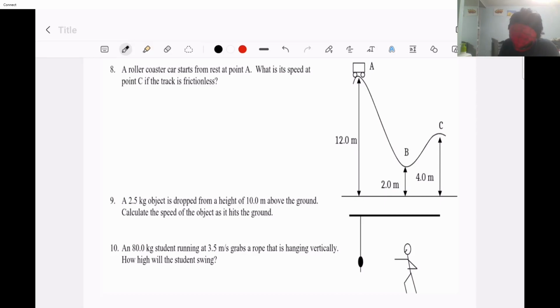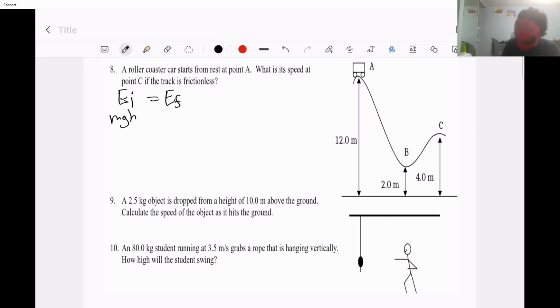So at point A, it looks like the roller coaster is at rest. It's going to travel down and then reach point C. At point A there is gravitational potential energy. E initial equals E final. So at the beginning there's a gravitational potential energy, mgh. It doesn't seem like there's kinetic energy. It doesn't seem like it's moving at point A.